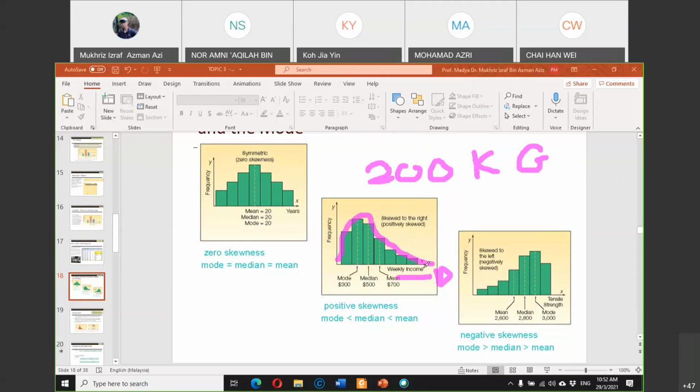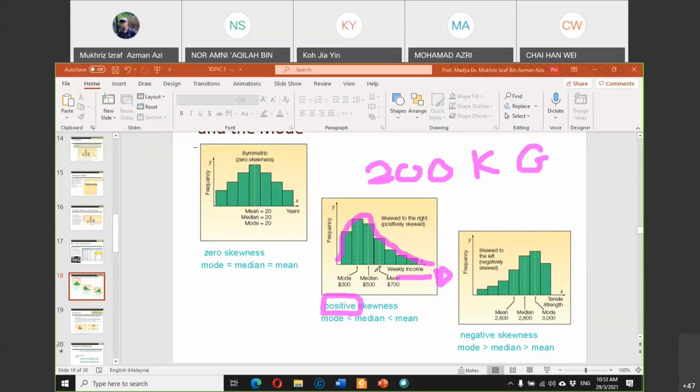So when you plot your histogram based on the class interval, as you learned last week, here is your class interval, here is the frequency. But suddenly there are one or two extremely big students in the class, so that will pull the tail of your distribution to the right. That's why we call it positive skewness, meaning the mean is located on the right, but the mode is located on the left. The median is always in the middle.